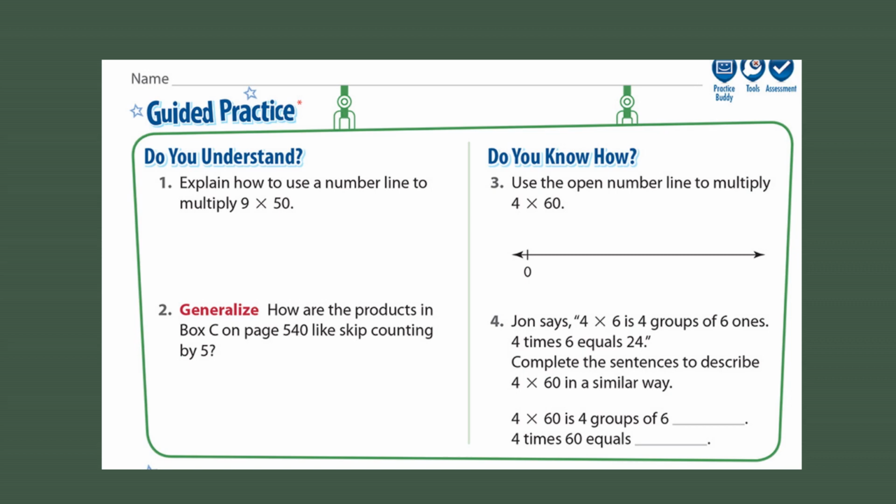Number 2, how are the products in box C on page 540 like skip counting by 5? So you need to look on the previous page, that's the printed version of the visual learning video, and just focus on box C. What do you notice about the products? I've got the guided practice answer key on the next slide, so this is just something to think about and to make your observations right now in your own workbook.